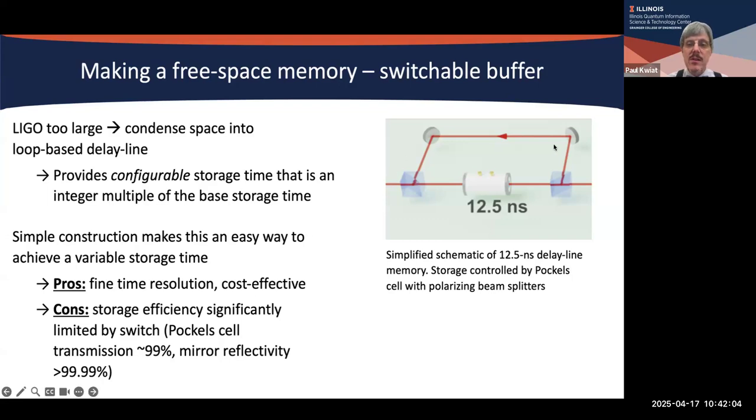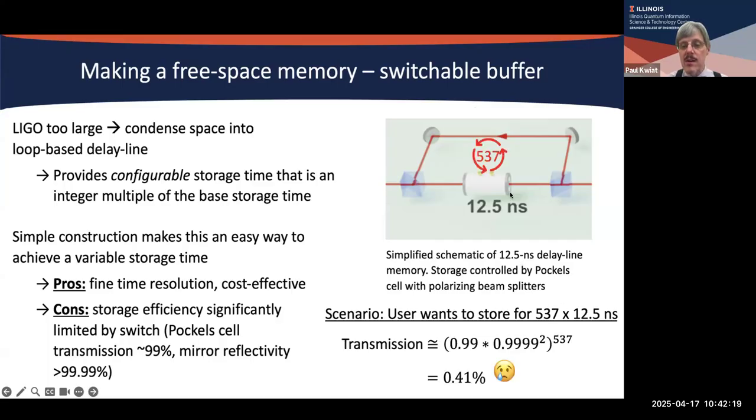Okay, the mirrors on this could be quite good, and the transmission of the Pockels cell and the polarizing beam splitters is also quite good, but not super good. So it's maybe only 99%. So let's say we had a scenario where I wanted to store for 537 cycles of this. That's not going to work well, because the net transmission is going to be passing through these lossy switching items 537 times, and basically nothing is going to come out the other end.